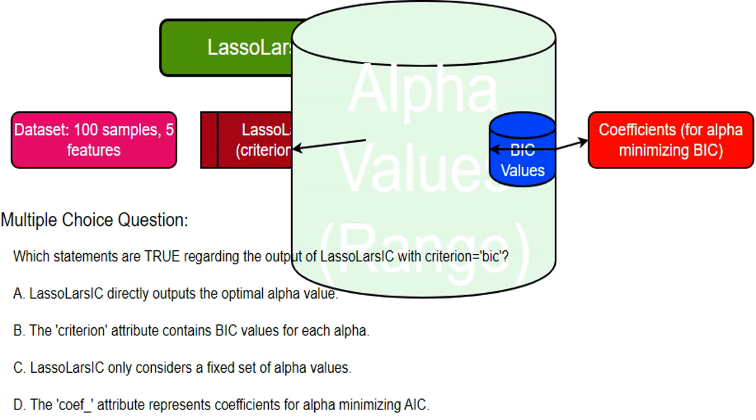LassoLarsIC stores all these BIC values in the criterion attribute, allowing me to trace how the model performance changes as I vary the regularization strength. The best model will correspond to the lowest BIC value.